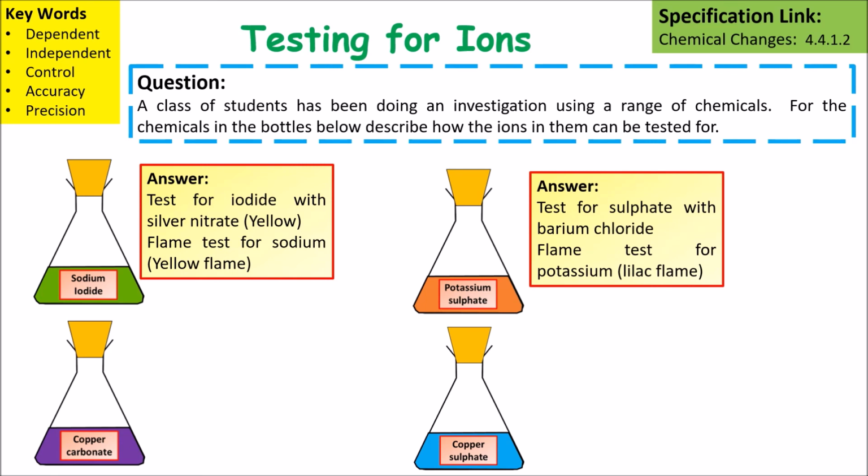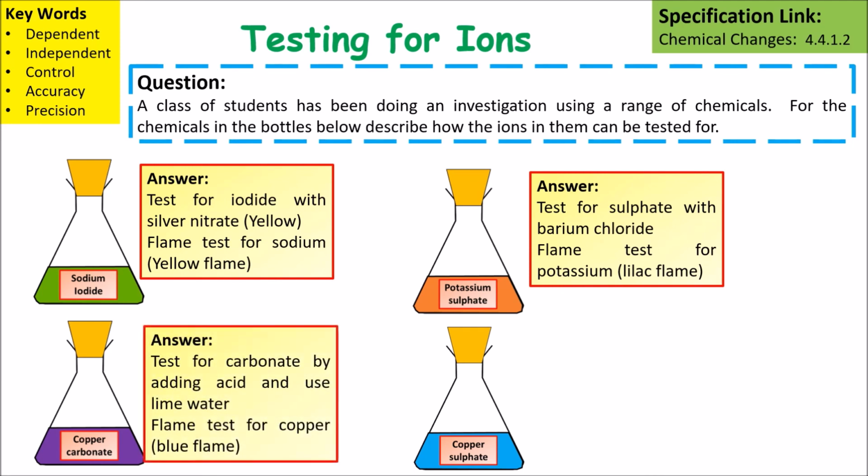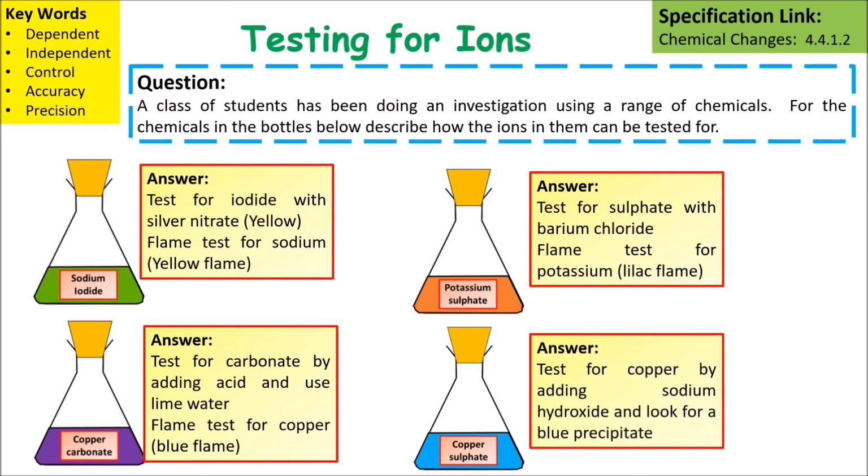For the potassium sulfate, you could test for the sulfate using barium chloride, and then use a flame test to test for the potassium, which will give you a lilac flame. For the copper carbonate, you could test for the carbonate ions by adding acid and then using lime water, and the flame test would be blue to show that copper was present. For copper sulfate, you could test for the copper by adding sodium hydroxide, which would give you a blue precipitate.